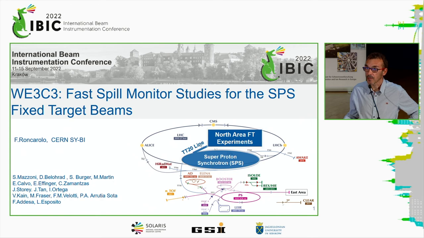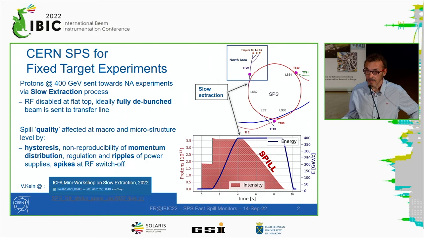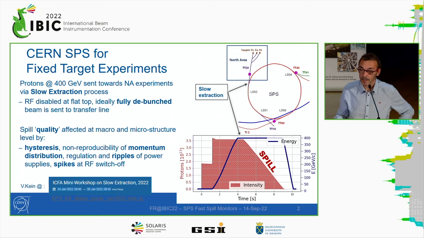Thanks. So it's not only the last of the LHC injectors, but it also provides beams to the North Area fixed target experiments. In fact, the proton beam is accelerated to 400 GeV and then extracted via a slow extraction process to the experimental areas.